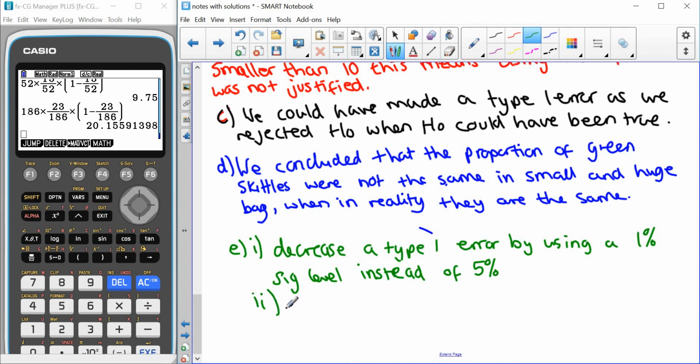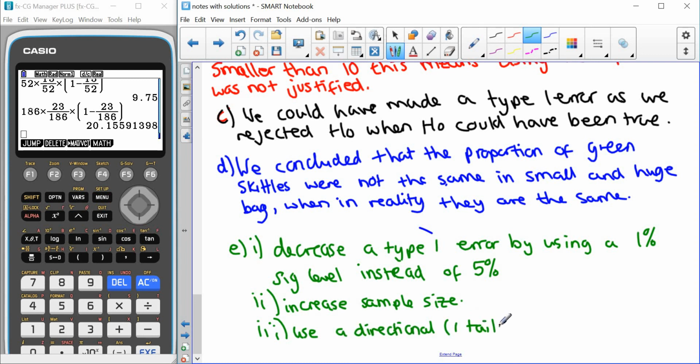For part ii, we could increase our sample size to decrease the chance of making a type 2 error, and to decrease the chances of doing both of them, we could use a directional, which means one-tailed, hypothesis test.